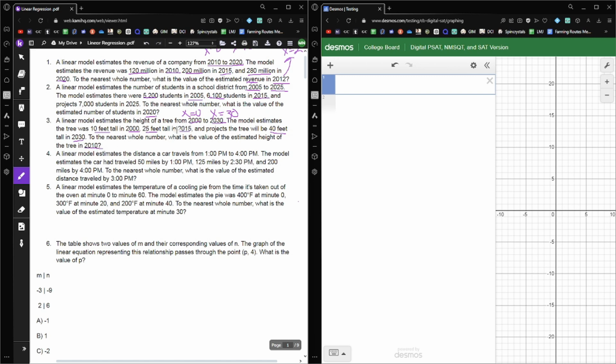Once again, our years will be our x values and our height of the tree will be the y values. So let's start putting it in our table. 10 feet tall in 2000. 2000 is our year 0, so x equals 0.